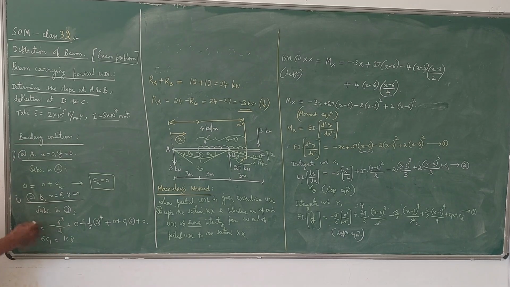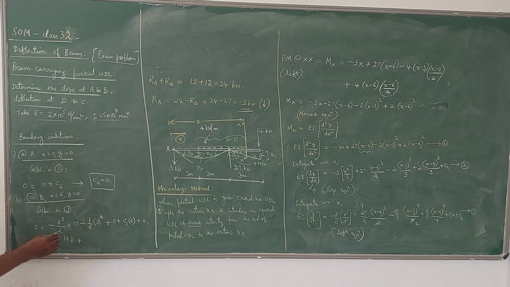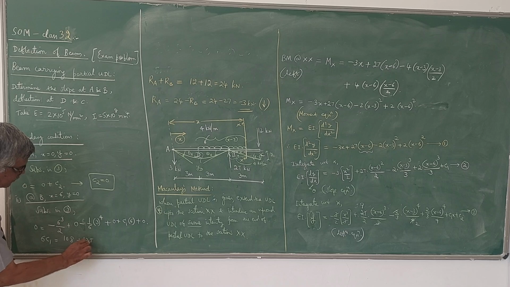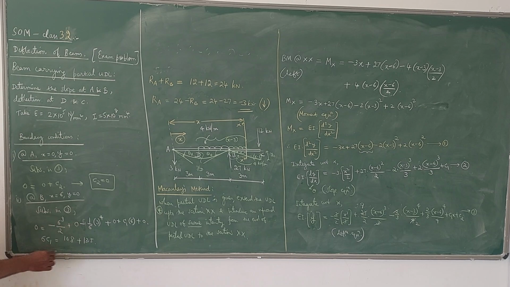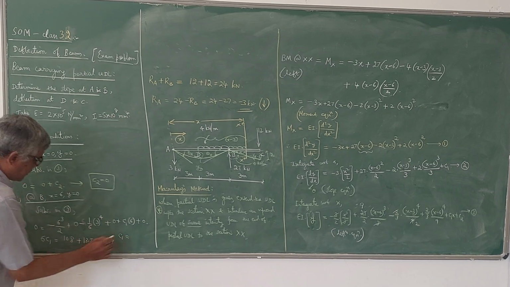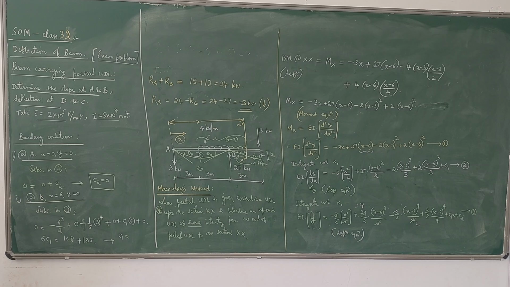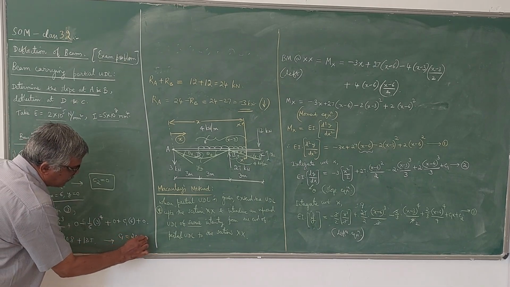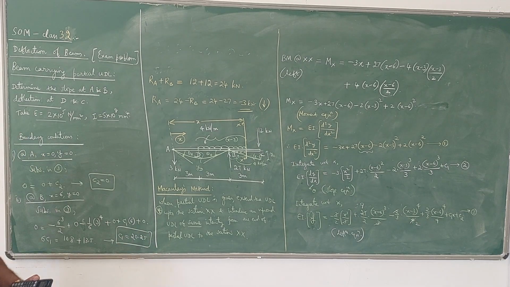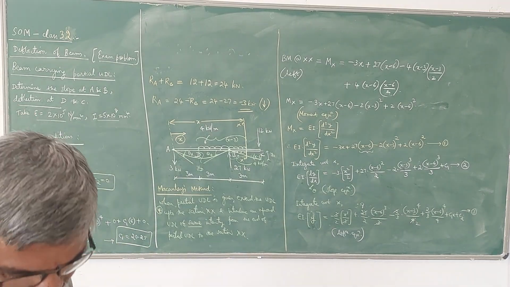So 108, if you bring to this side, this becomes plus 3 power 4 divided by 6, which is 81 divided by 6, which is 13.5. Then, okay, that's all. Only these two terms. So therefore, C1 will be 13.5 plus 108 divided by 6. So it is 20.25. So we got the two values, that is C1 and C2 we got.